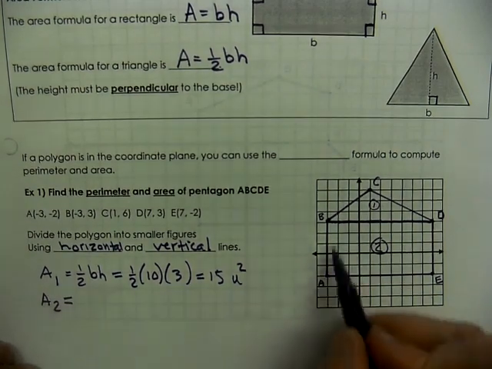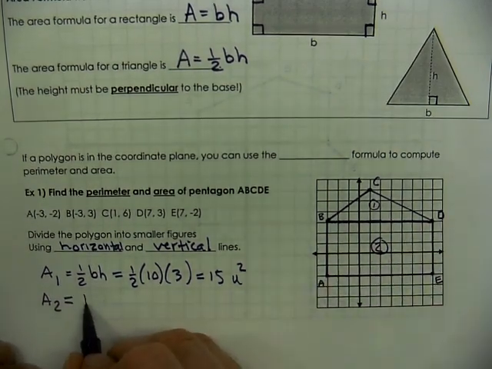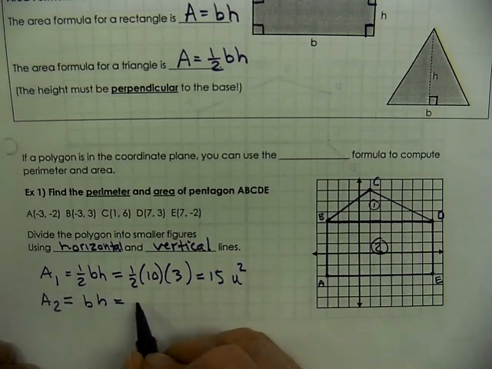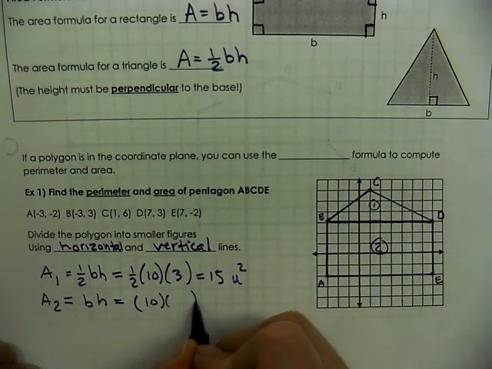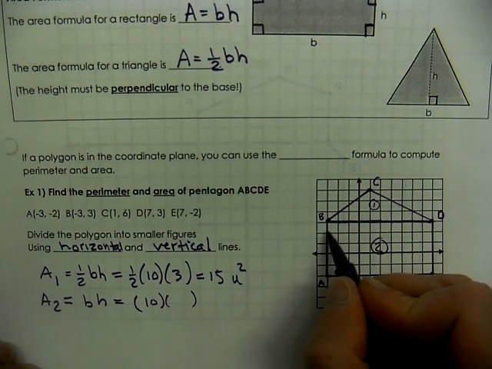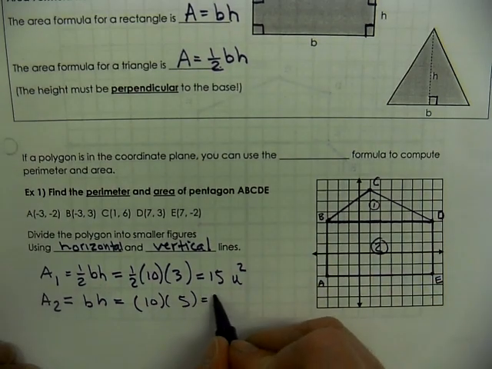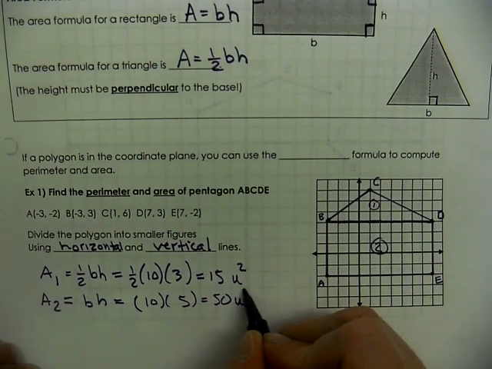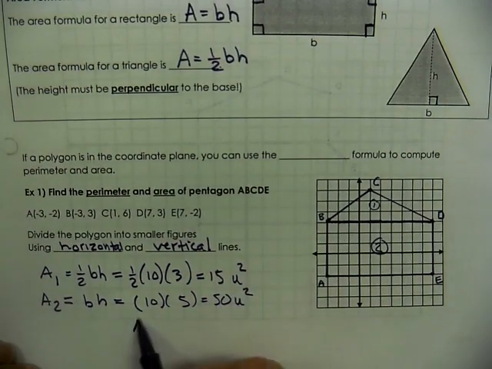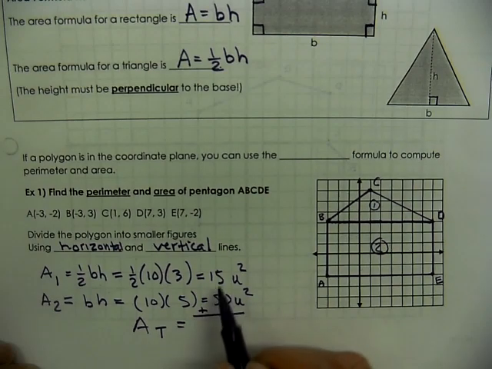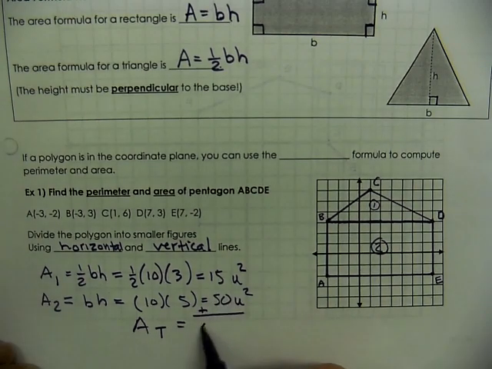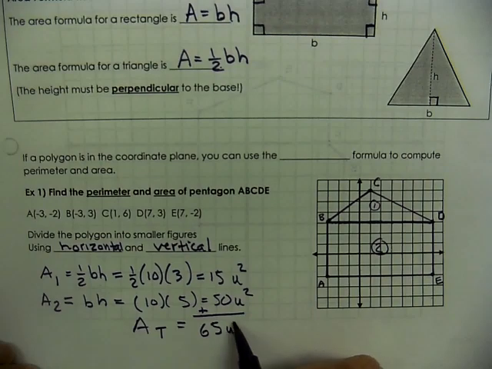Now, region 2 is a rectangle, so that area is base times height. So the base is, again, 10, and the height is 1, 2, 3, 4, 5. That'll be 50 square units. And now we're going to total them up. So T for total, we're just going to add up those two, 15 and 50. We get an answer of 65 square units.